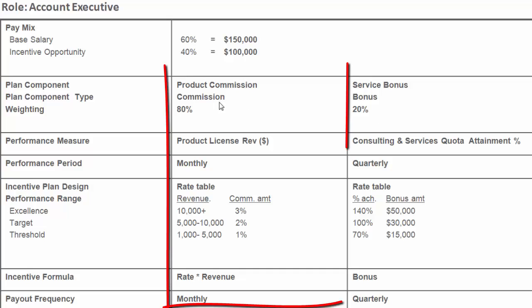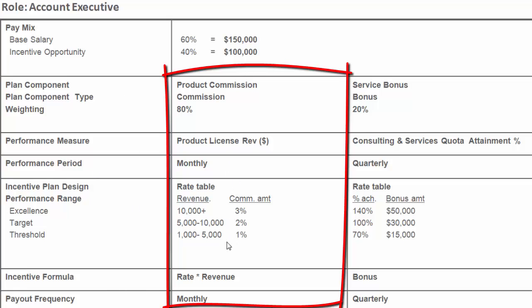If we drill into product commissions specifically, let's look down the column. For product commissions, the thing we're measuring is product license revenue. Based on how much revenue he or she brings in, that's what is measured in order to drive commissions. The performance period for this is monthly, so we're assessing performance over the course of a month, and then we're going to do calculations based on those attainments.